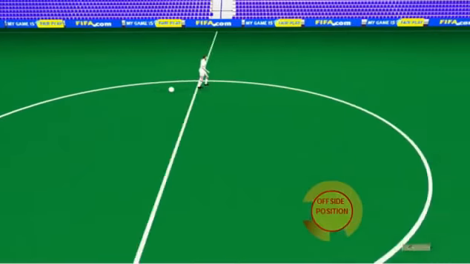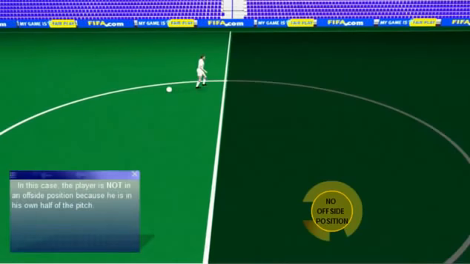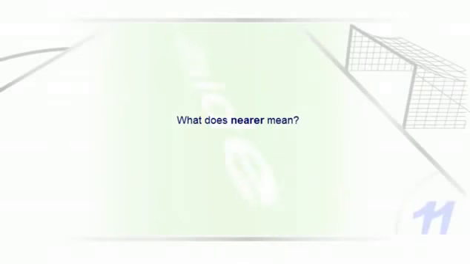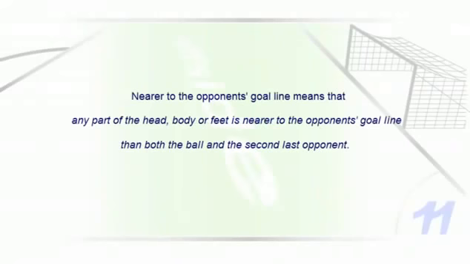A player can only be in an offside position in the opponent's half of the pitch. In this case, the player is not offside because he is in his own half of the pitch. What does nearer mean? Nearer to the opponent's goal line means that any part of the head, body or feet is nearer to the opponent's goal line than both the ball and the second last opponent.